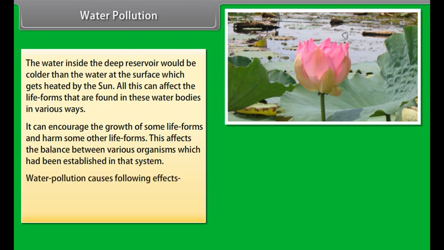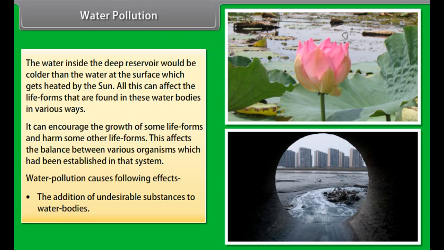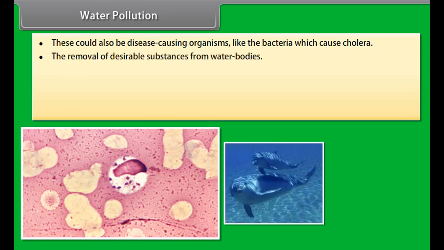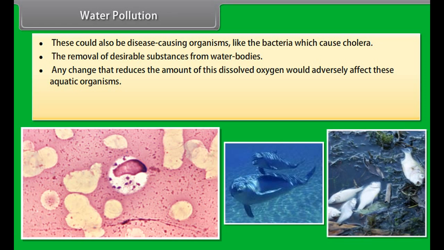Water pollution causes the following effects. The addition of undesirable substances to water bodies. These could also be disease-causing organisms like the bacteria which causes cholera. The removal of desirable substances from water bodies. Any change that reduces the amount of dissolved oxygen would adversely affect these aquatic organisms. Other nutrients could also be depleted from the water bodies.